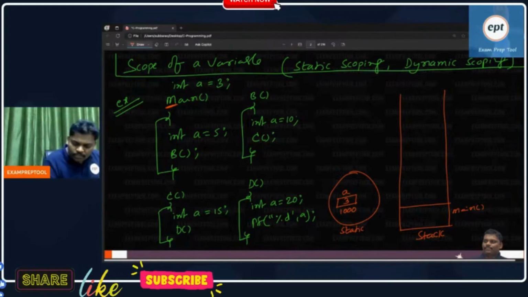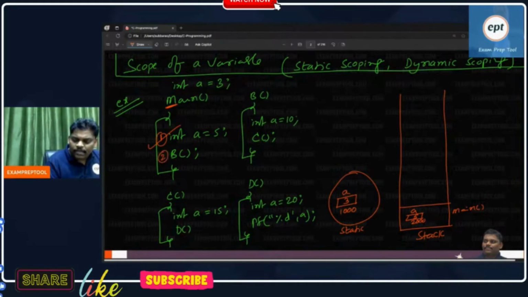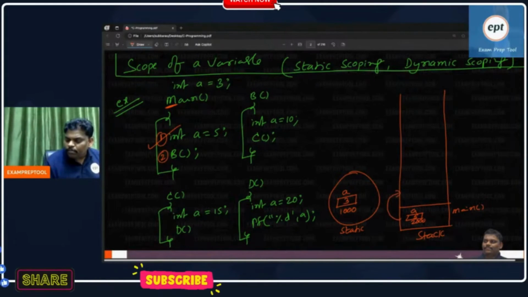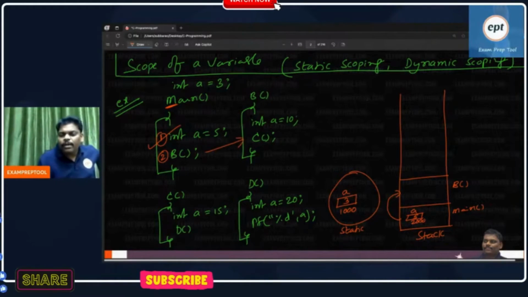Now see, inside main, the first statement is a declaration. Declaration purpose is creating memory. A value 5, address 2000. The second one is calling the function. Everyone remember, function call is a push operation. B is called, so B is also pushed. Because of calling, you went to another slot. Remember, every function has one slot.